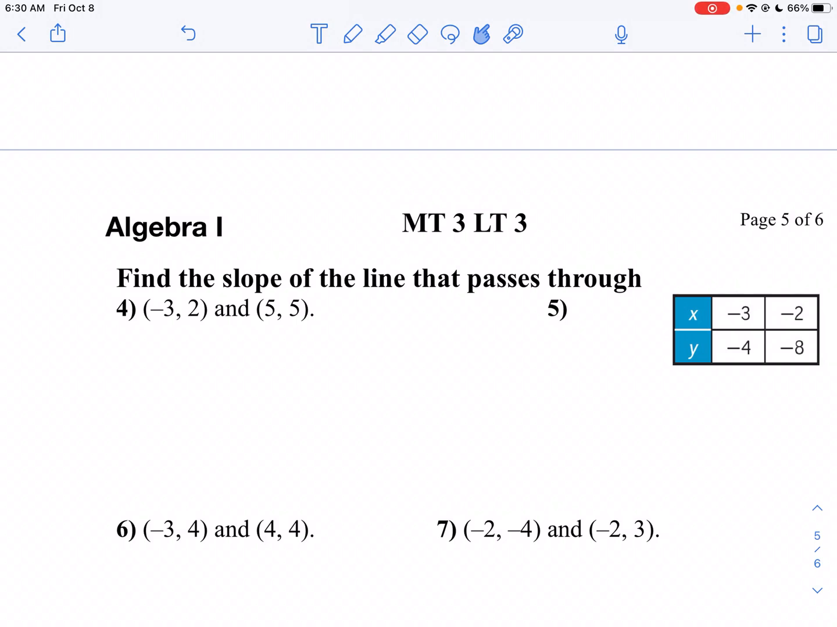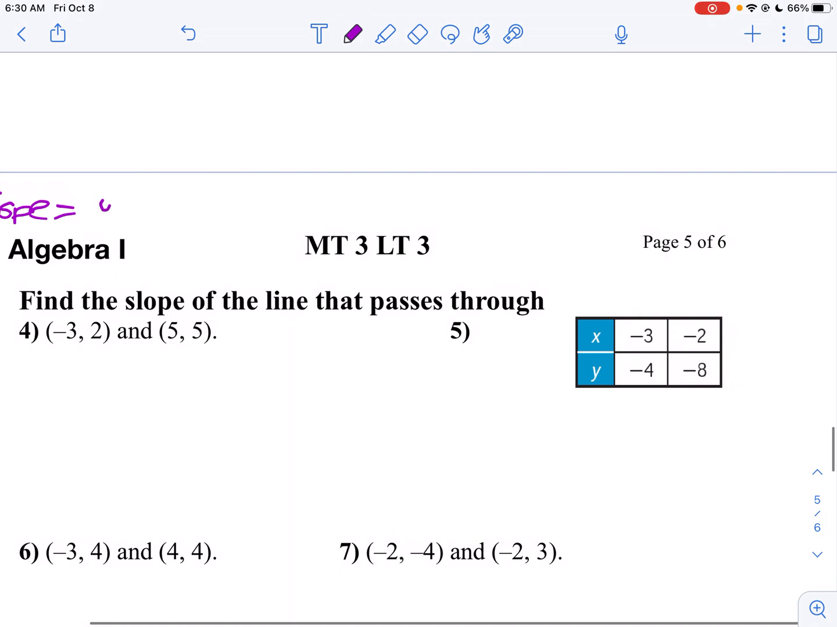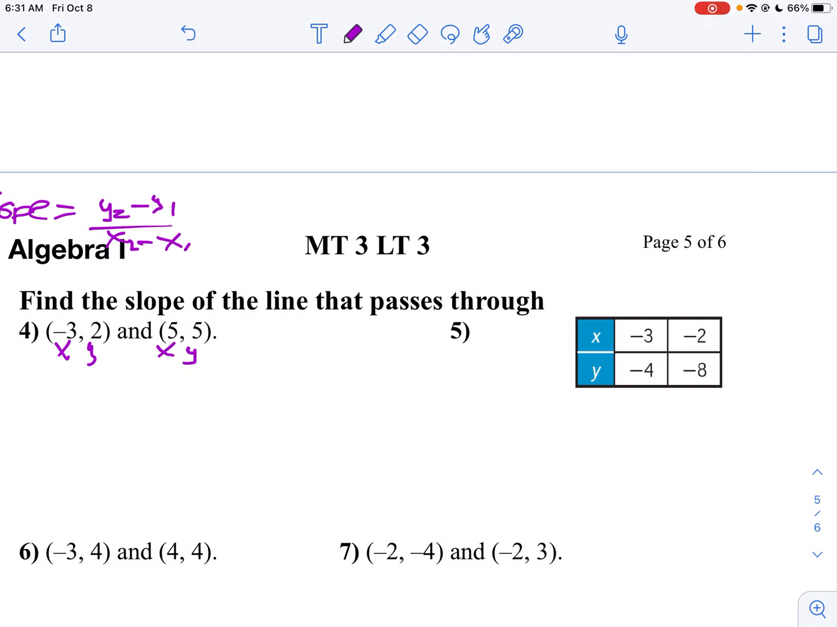Let's use our slope formula to find the slopes between some points. Just a reminder from the previous page, our slope is y2 minus y1 over x2 minus x1. What I suggest you do is go through each of your points and write x y, x y, because you subtract the y's, you don't subtract the ordered pairs.